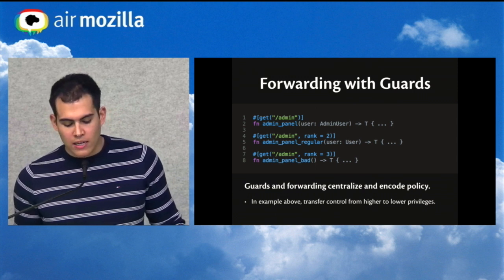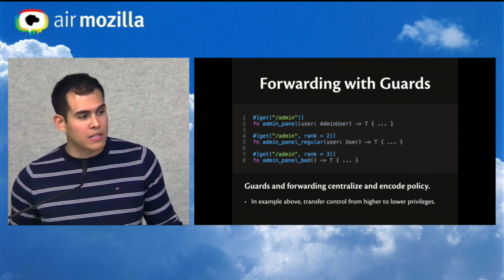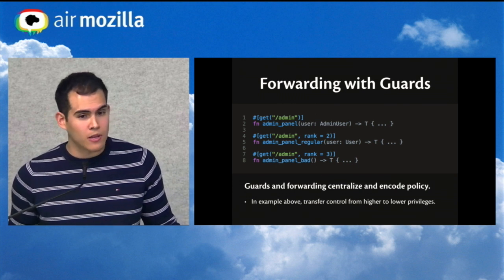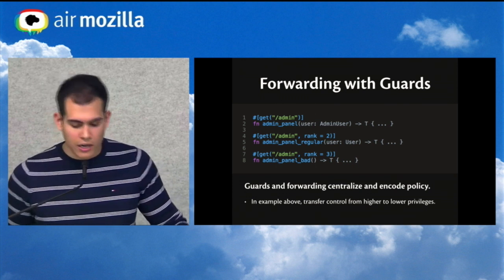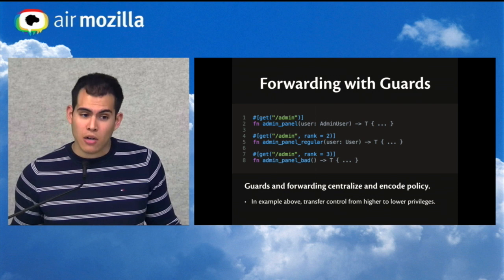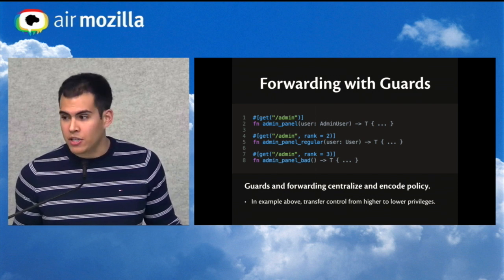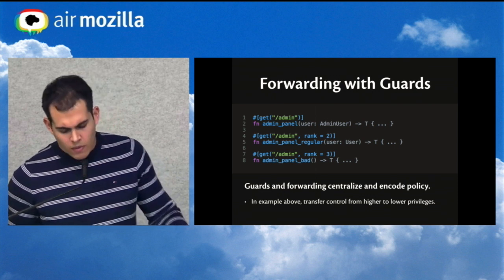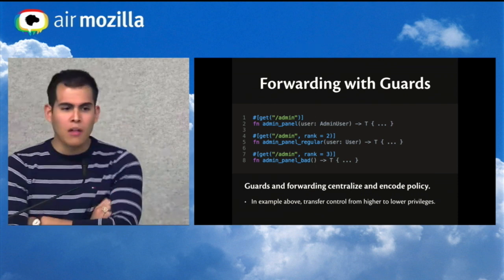Now, the rank 2 one has a request guard as well, but it's a user request guard, not an admin user. So that one should pass if there's just a regular user logged in. And the third one has no request guards, so it'll always match as long as the path is correct. And so what we've done here is actually encode policy.